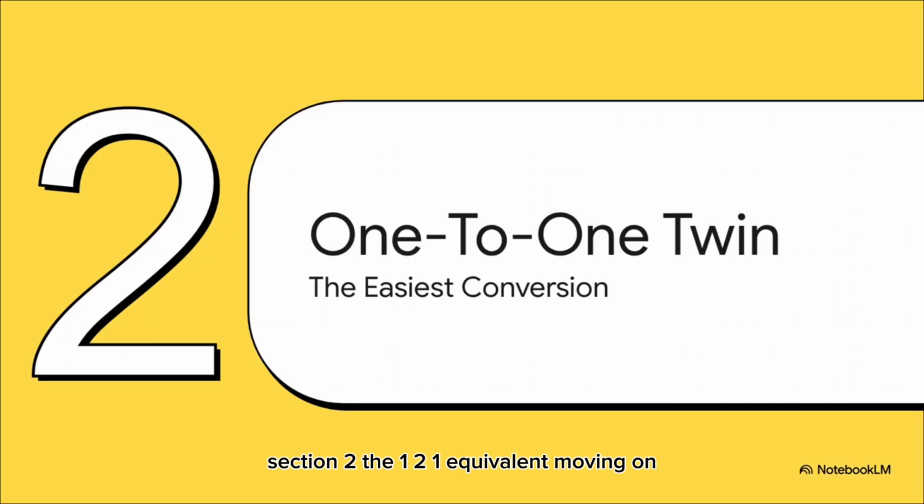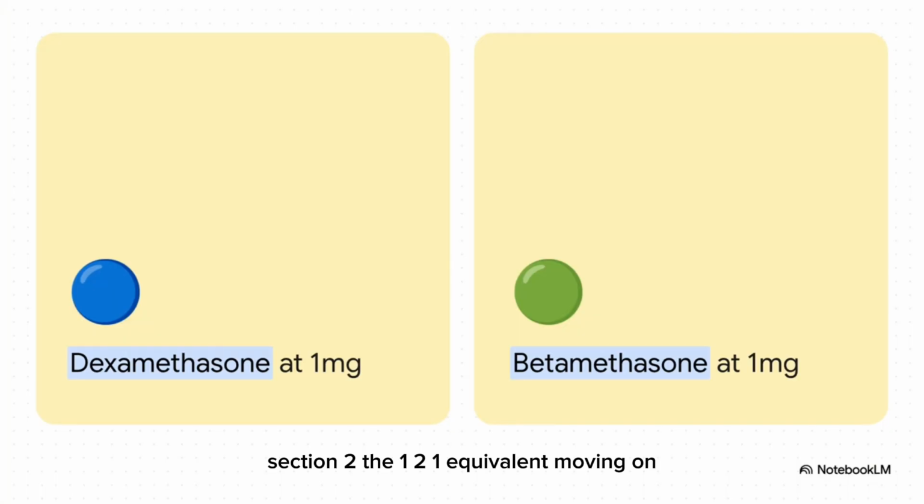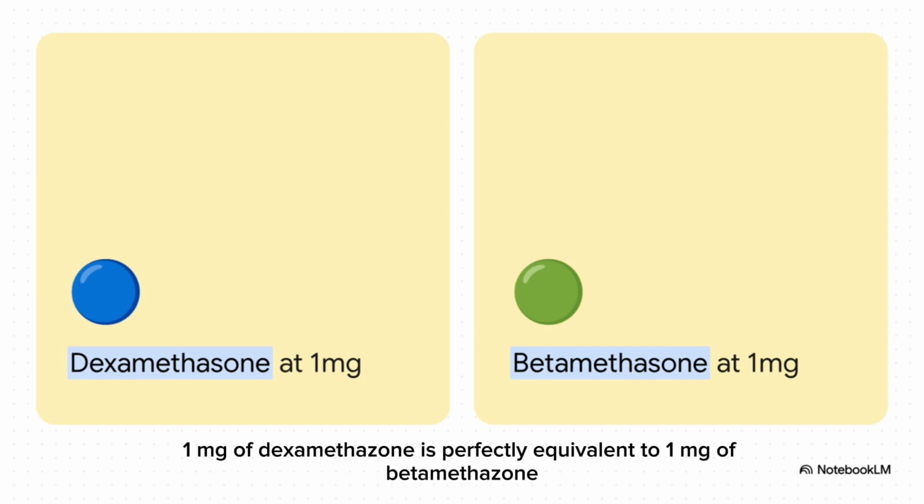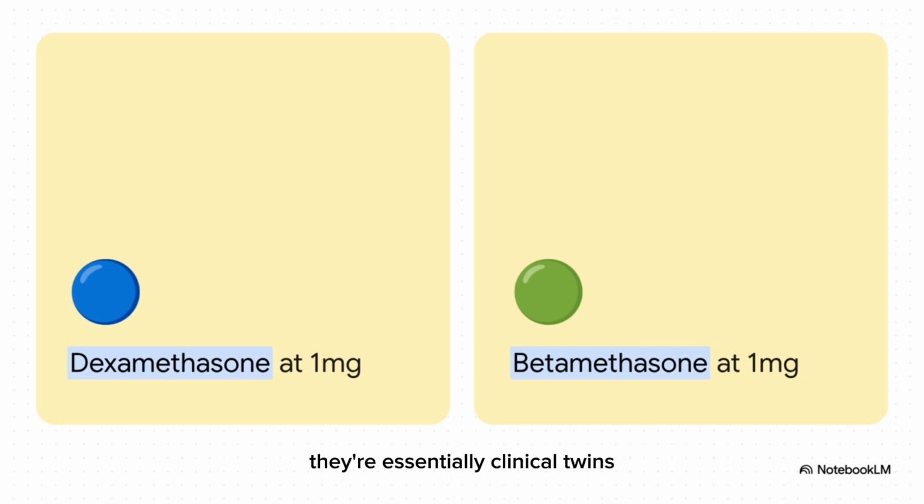Section 2. The 1-to-1 equivalent. Moving on, if we look at the green circle, we see betamethasone, and this brilliantly illustrates how it sits in a perfect 1-to-1 parity with our dexamethasone anchor, a ×1 multiplier. That simply means 1 milligram of dexamethasone is perfectly equivalent to 1 milligram of betamethasone. They're essentially clinical twins when it comes to dosing equivalence. Anchor on 1, stay on 1. It's simple, elegant, and honestly incredibly easy to recall.